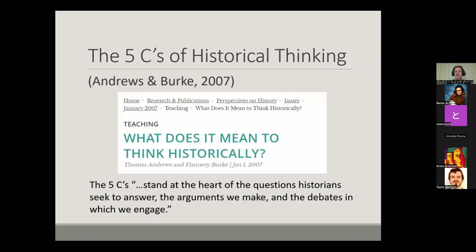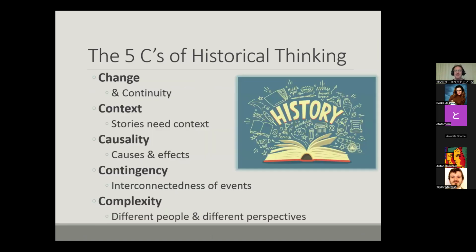And the five C's are five concepts that stand at the heart of questions historians seek to answer, the arguments we make, and the debates in which we engage. And I want to give examples of how you can use these in your own classes. The five C's are change, context, causality, contingency, and complexity. And I'm going to have to speed through a little bit of each of these.